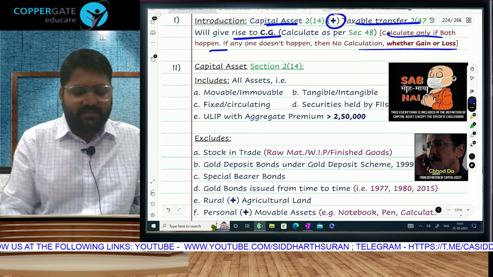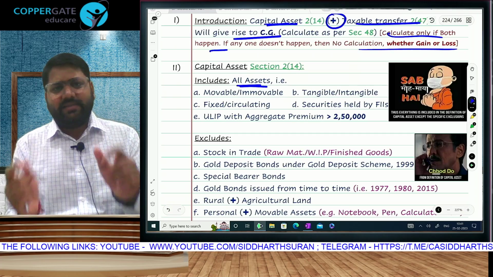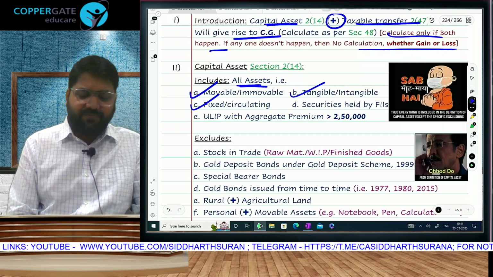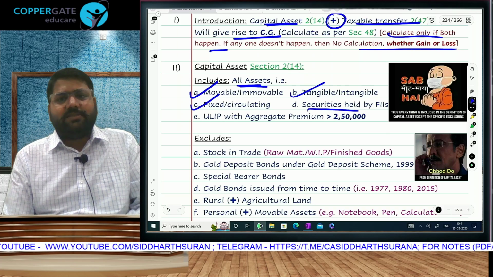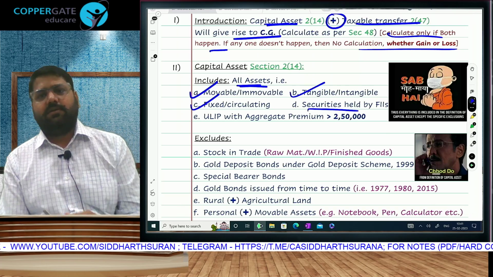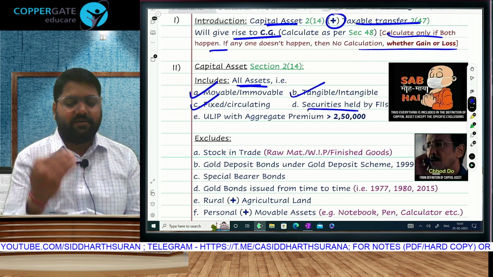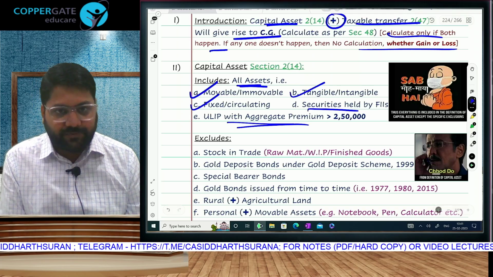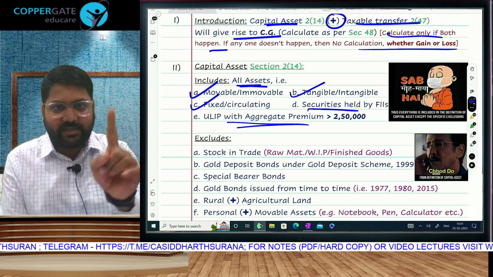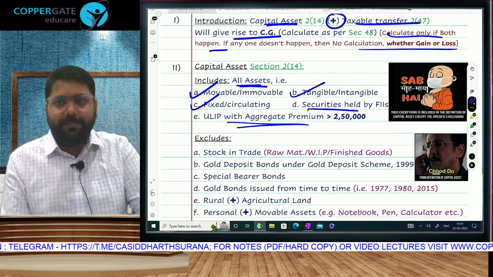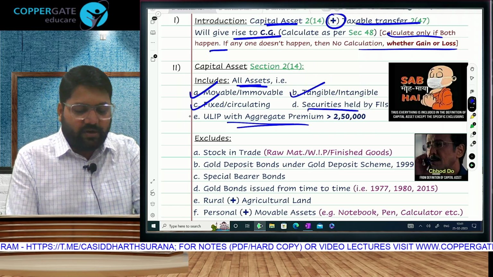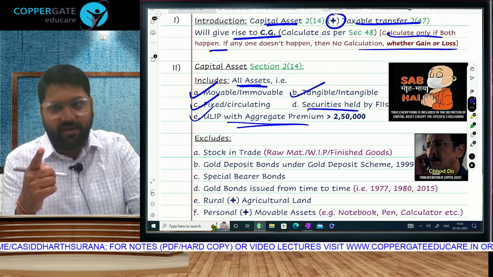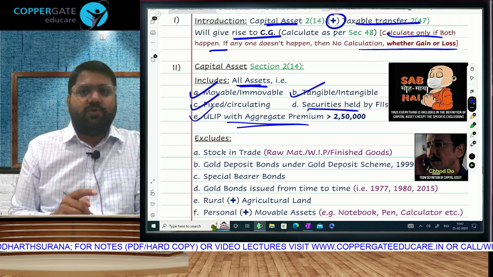So what are capital assets? Inclusion: we have to learn both capital asset and taxable transfer. Everything, whether movable, immovable, tangible, intangible, whether fixed or circulating. As a clarification, securities held by foreign institutional investors, FIIs, and the ULIP issued on or after 1st February 21. Go watch the NRI taxation chapter for the definition of equity or mutual fund. ULIP where the premium exceeds 2,50,000, its maturity will suffer sections 111A and 112A provisions because we are putting it in the definition of equity or mutual fund. So it is also a capital asset.